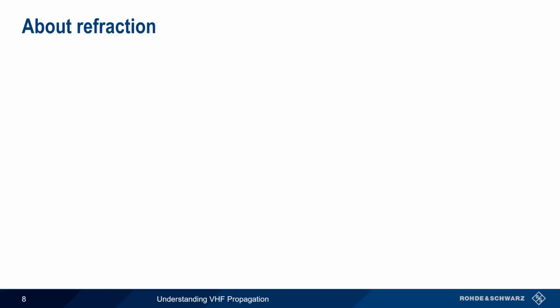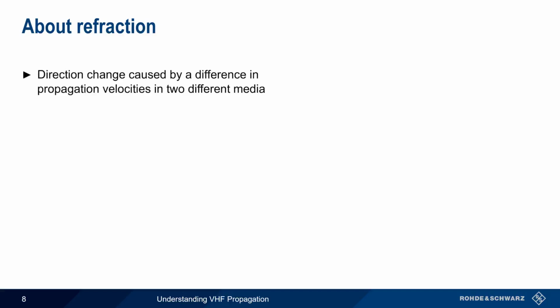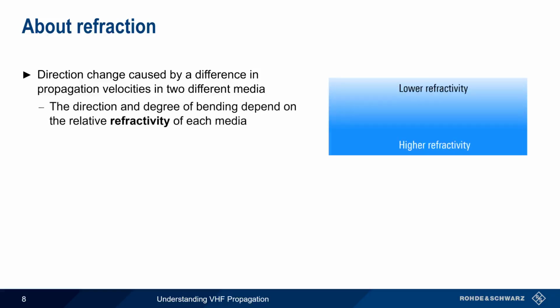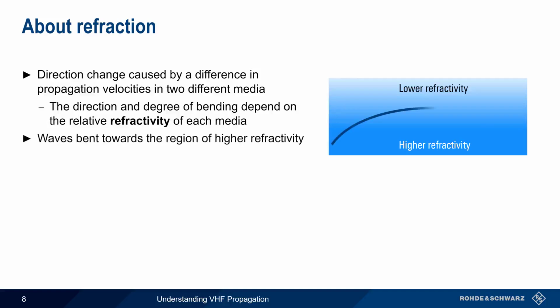The most important of these common VHF propagation modes is refraction. Refraction is a change or bend in the direction of a wave caused by different propagation velocities in different media. The direction of the bend and the amount of bending depend on the difference in refractivity between these two media. Waves are bent towards the region with higher refractivity.